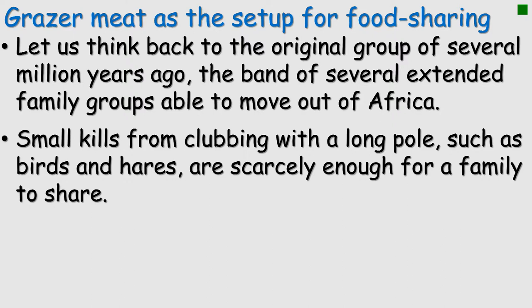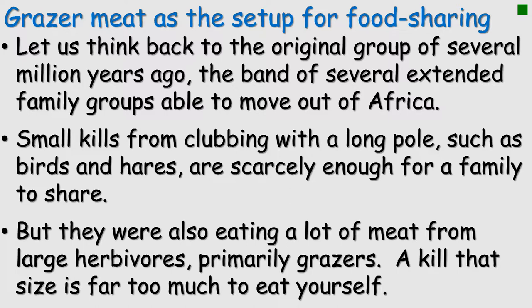So let us think back to the original group of several million years ago, the band of several extended family groups able to move out of Africa and get halfway to the North Pole. Small kills from clubbing with a long pole, such as birds and hares, are scarcely enough for a family to share. But these bands were also eating a lot of meat from large herbivores. Ever since about 2.5 million years ago, you can see it in the isotope record. These are primarily grazers that they were eating. A kill that size is far too much to eat yourself.